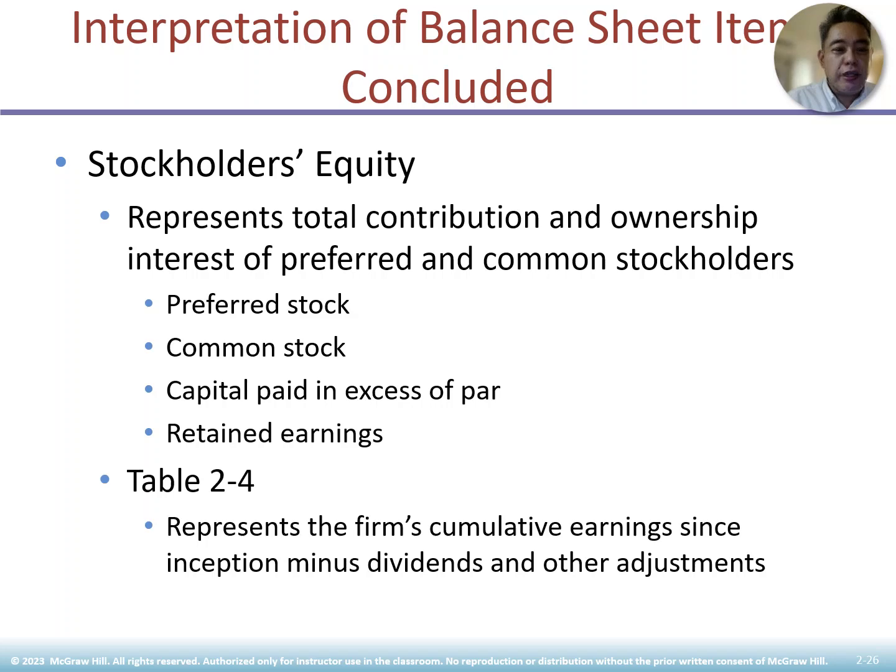And then also, we do have the stockholders' equity. We talk about preferred, common, and then also the retained earnings. Now, for example, somebody had a common stock of $100, but the shareholder paid 125. So $25 in excess of the par value is called capital paid in excess of par. That's the finance term, but in accounting terms, they call it APIC.